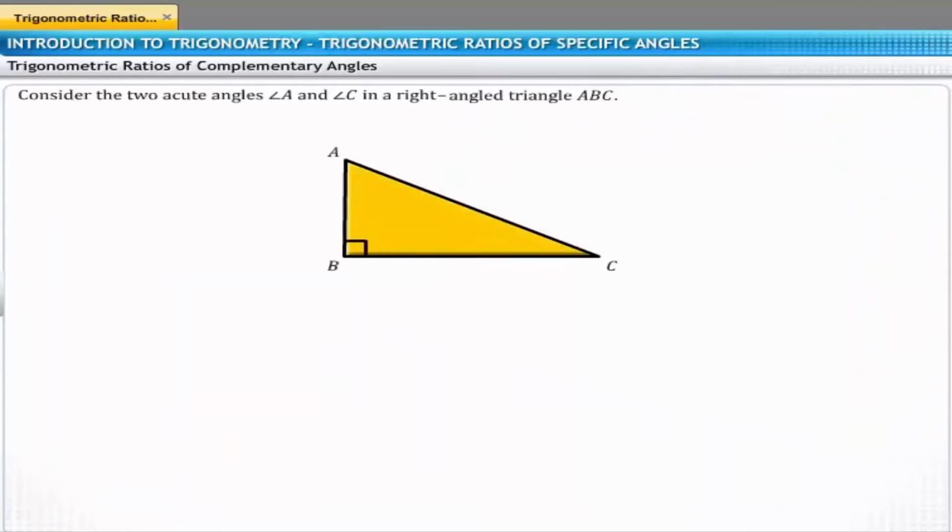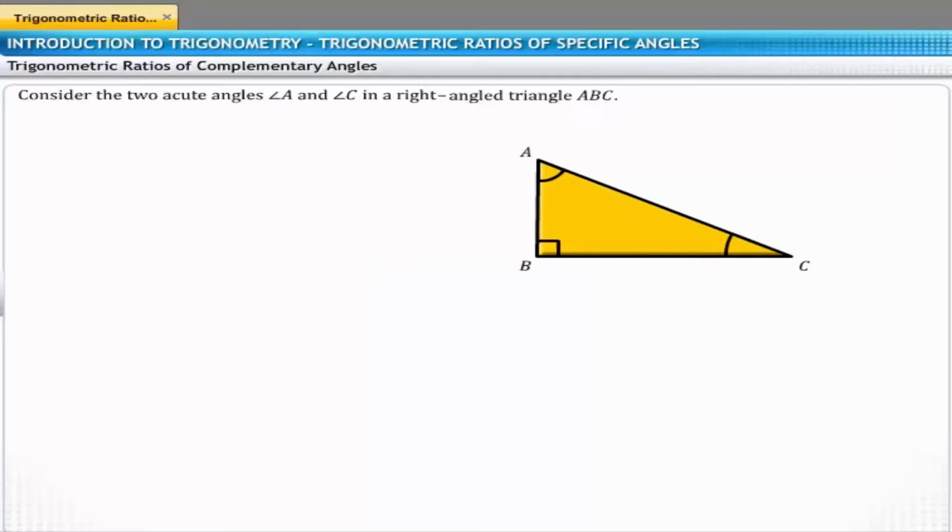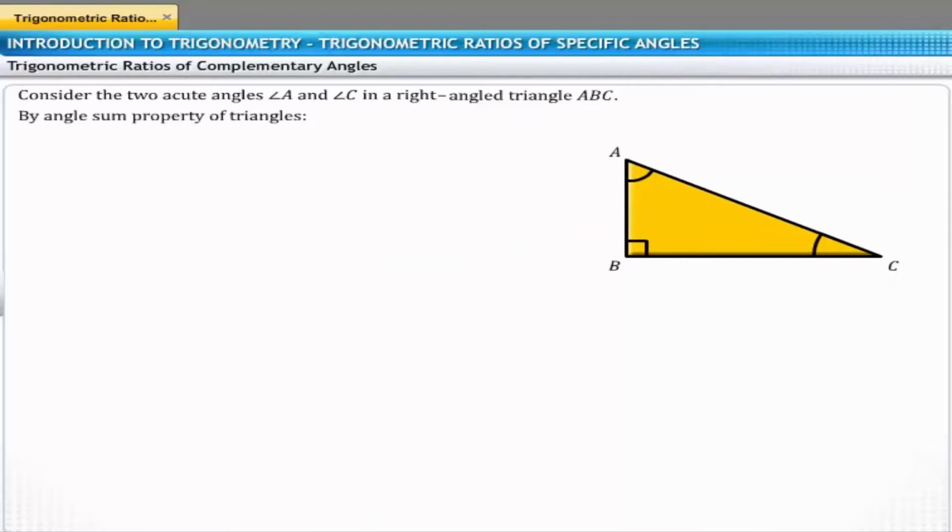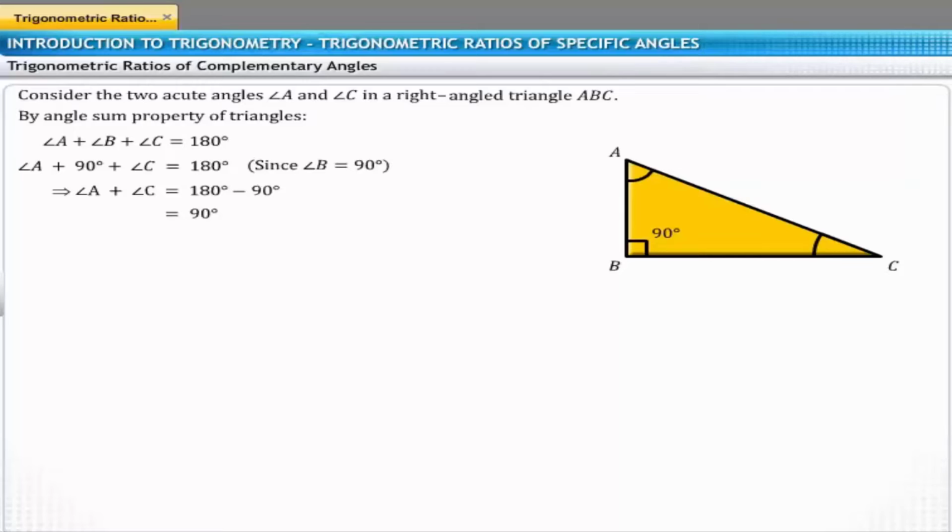Consider the two acute angles, angle A and angle C, in a right-angled triangle ABC. By the angle sum property of triangles, we know that the sum of angles A, B and C in the triangle ABC is 180 degrees. Angle B in the given triangle is a right angle. Putting in the value of angle B in the previous equation and simplifying, we see that the sum of angles A and C is equal to 90 degrees.